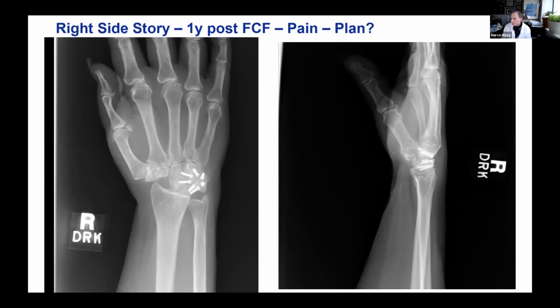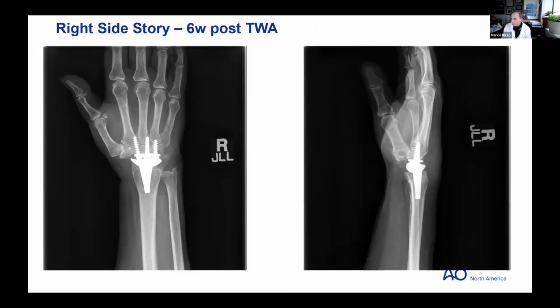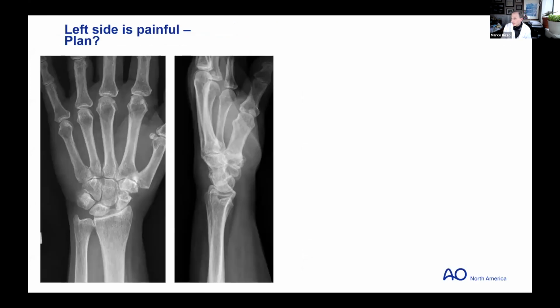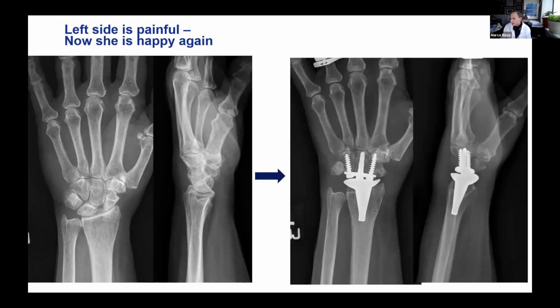And we opted to consider a wrist replacement in this patient. This is 6 weeks after the wrist replacement. On the left side, she did have pain as well. And the plan at that point, given the poor experience with the four corner, was to move forward with a total wrist arthroplasty.